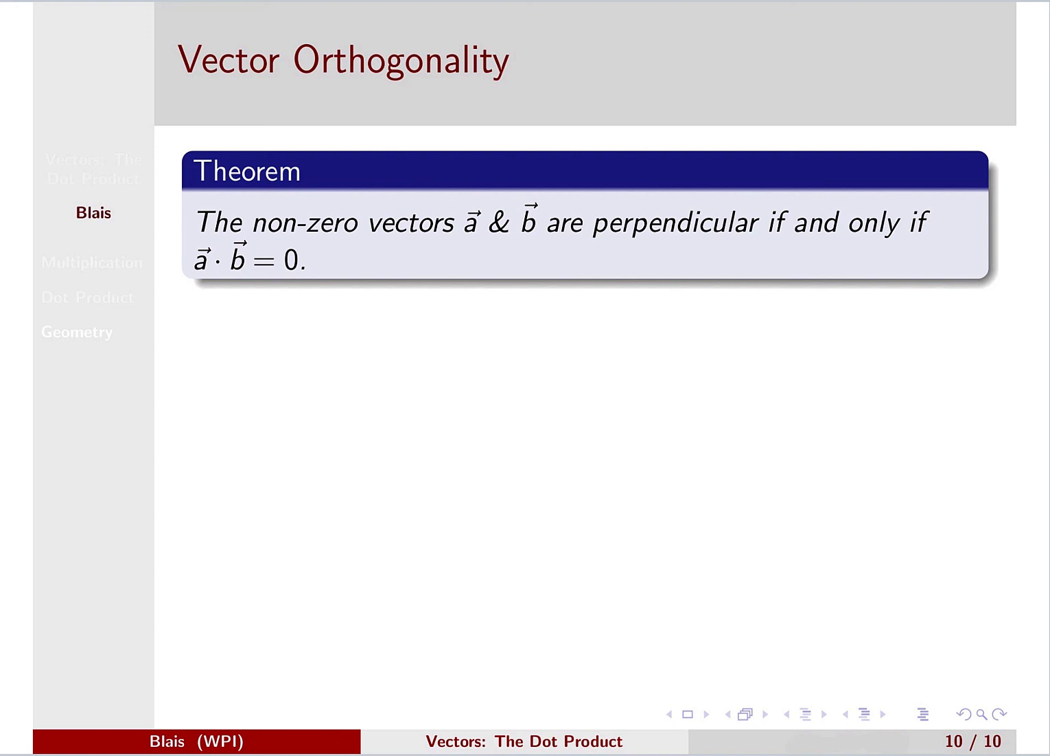This will come up in many different applications, in many different contexts when working with vectors. It's an extremely important property of the vector dot product. The next thing we will look at will be the vector cross product in the next lecture.